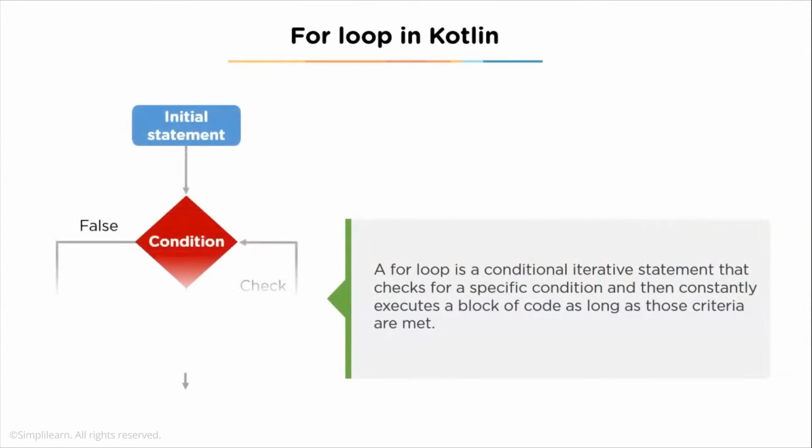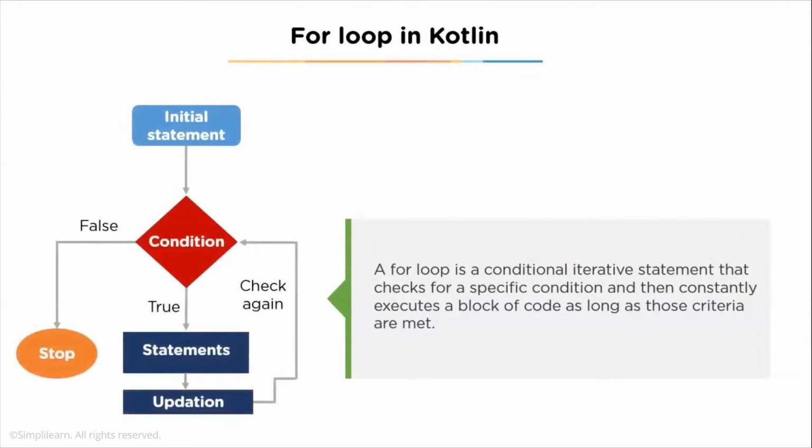Now we'll start with for loop in Kotlin. A for loop is a conditional iterative statement that checks for a specific condition and then constantly executes a block of code as long as those criteria are met. The for loop differs from other looping statements in that it provides an explicit loop counter that allows the loop's body to know the exact sequence of each iteration. The for loop is used in Kotlin to traverse over ranges, arrays, and maps.